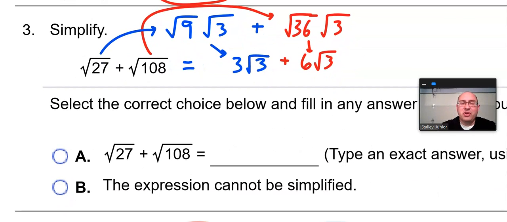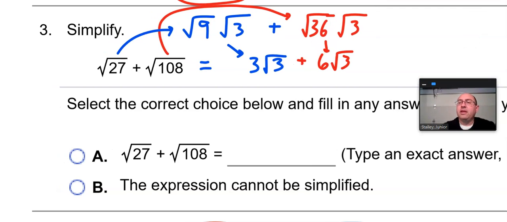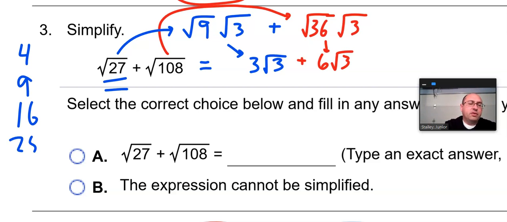Because here's a situation where that's true. So we started off with radical 27. Now radical 27 has a perfect square in it. And that would be 9, right? Remember your perfect squares, 4, 9, 16, 25, 36, and so on, okay? Those numbers are the numbers I'm looking for to see if they go in. And I want to look for the biggest one that goes in.